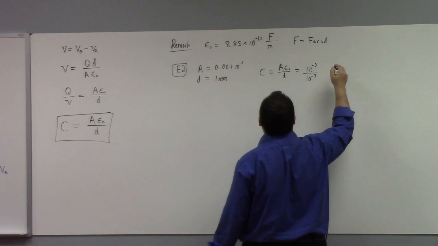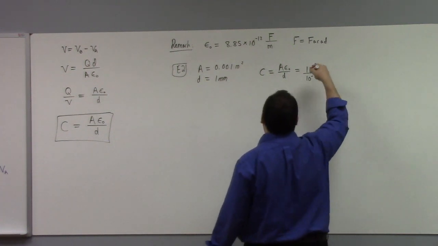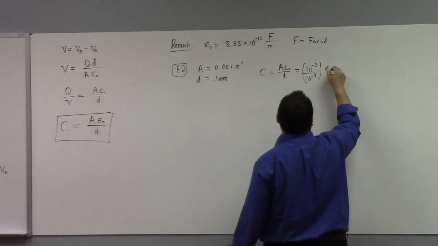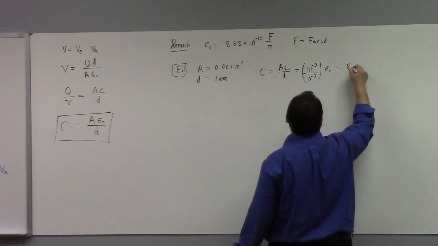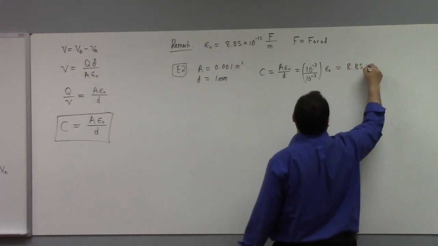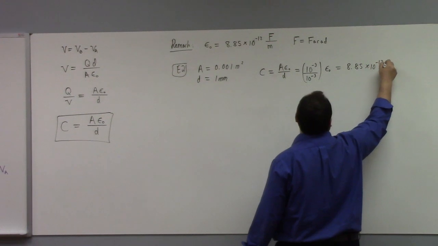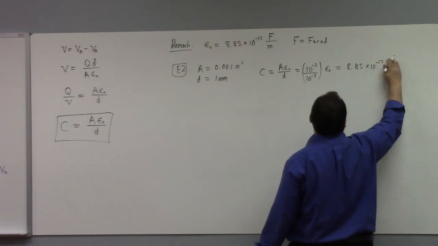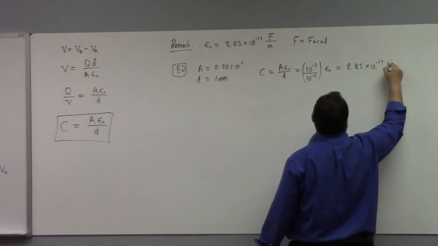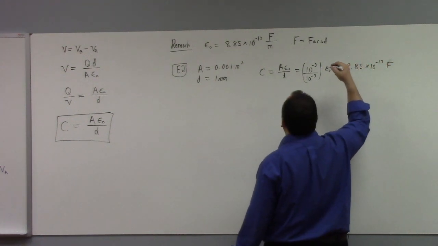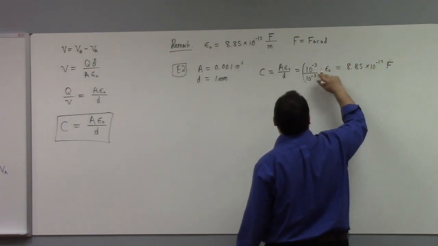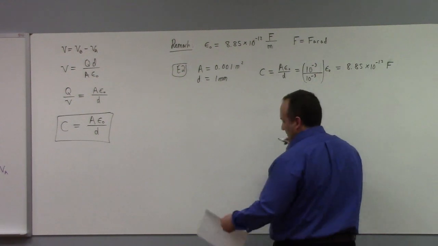Oh, it's just what? Duh. It's just 1 times epsilon naught. So apparently this would be a 8.85 times 10 to the minus 12th farad capacitor. I got to be careful with the units here. Let me be more careful. Let me put the units in.